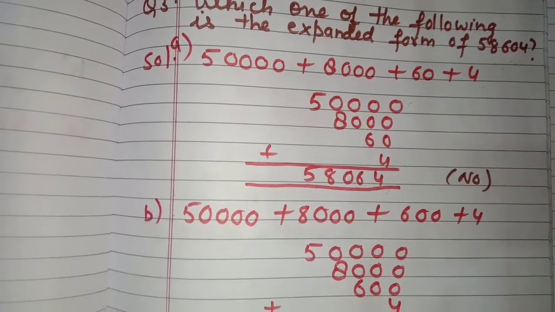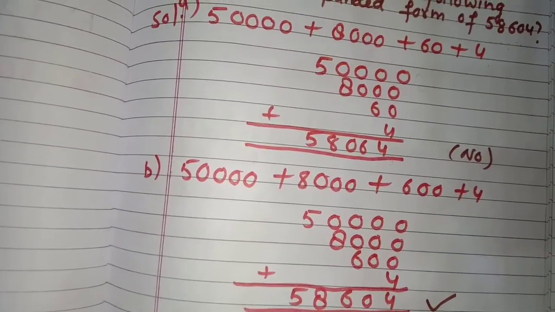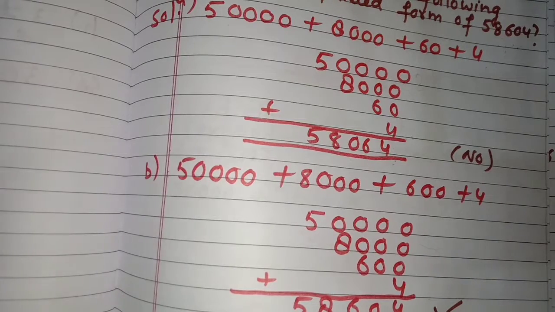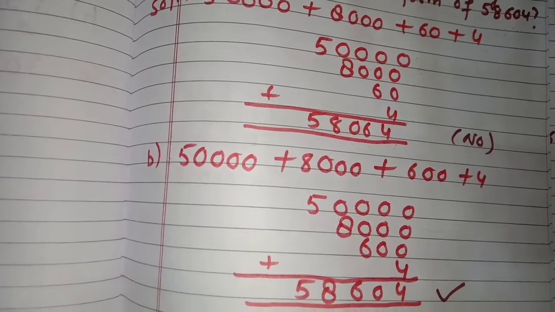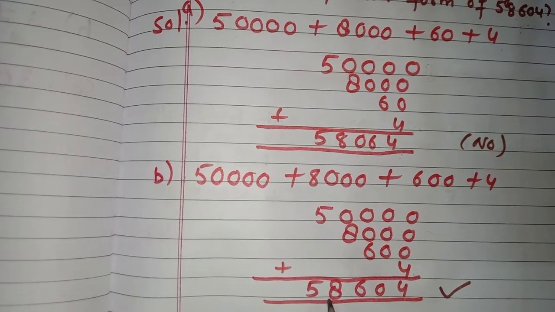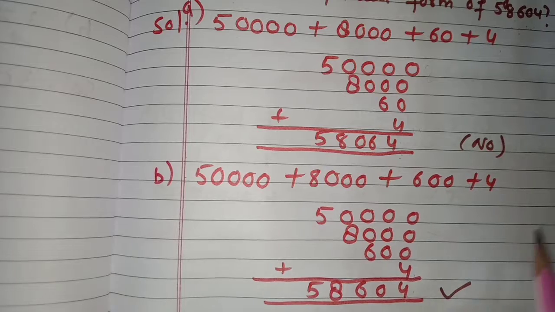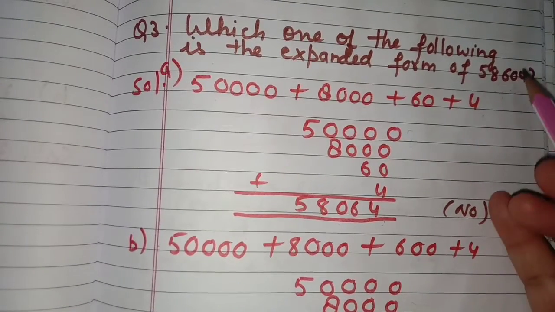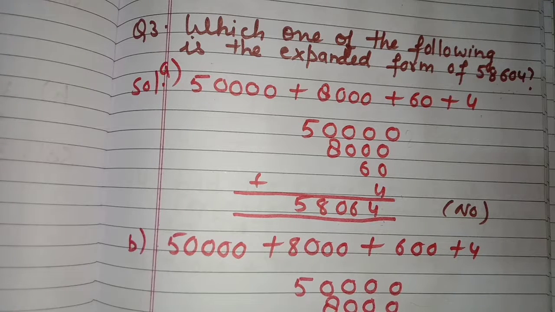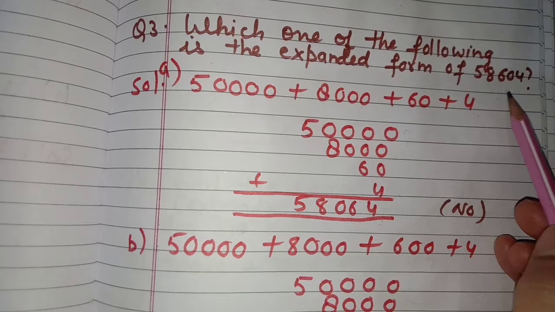Fine. And so we can say this is the expanded form which is not equal to 58,604. Now similarly, we will check the next one, that is 50,000 plus 8,000 plus 600 plus 4. When we write these values in the column form and add them, we will see that we have got 58,604, which is equal to the value given in the question. It means the expanded form given in part B is of this value.